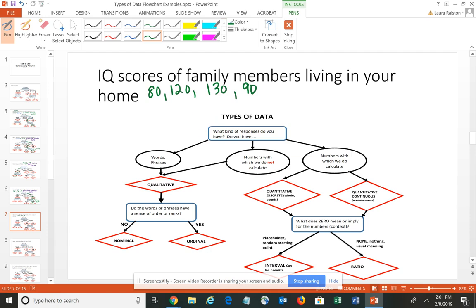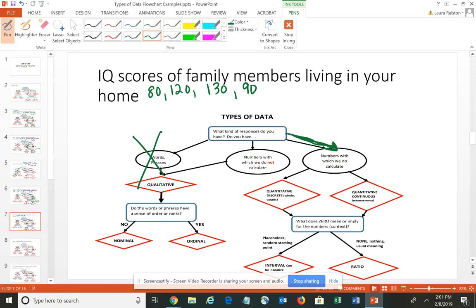So again, notice you're getting a number, so that rules out words or phrases. So you want to think about could we calculate, say, the average, or could we determine the highest score, the lowest score? And we can. So again, we have numbers with which we can calculate.